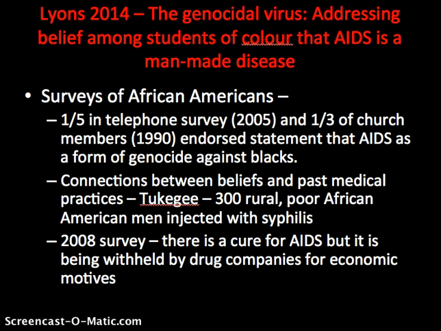Lyons points out that education is not necessarily a contributing factor to this overall opinion, as surveys amongst college students have shown similar or greater endorsement of the notion of AIDS as a man-made disease. Lyons explores the connections between these beliefs and past medical practices, certainly Tuskegee, the long shadow of Tuskegee, where 300 rural, poor African-American men were injected with syphilis. They were systematically denied treatment, some of them for 40 years, and the progression of the disease was traced during this time period.